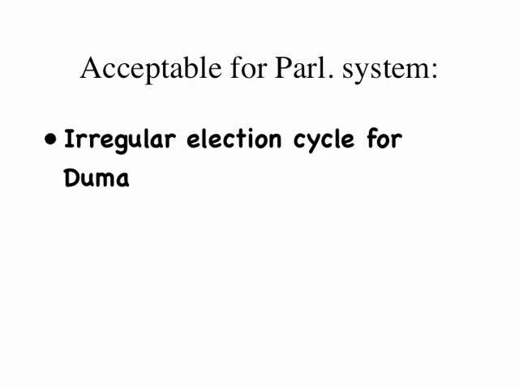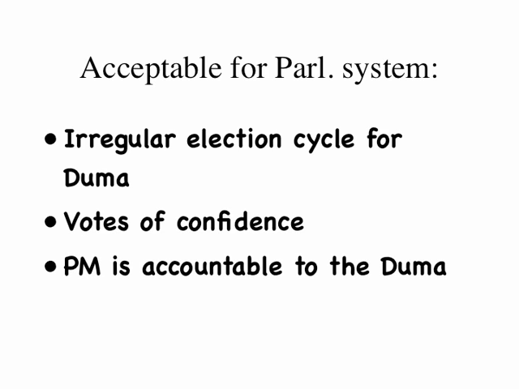What about parliamentary system? What makes it look like a parliamentary system? Well, they have an irregular election cycle. They can call them whenever they want. They can dismiss them if they need to and then re-elect. They do the votes of confidence, although they need 2 or more in certain cases. Prime minister is in some ways accountable to the Duma. They can do a vote of no confidence, but it's difficult and complicated, so it's a little different than what we're used to in the United Kingdom.